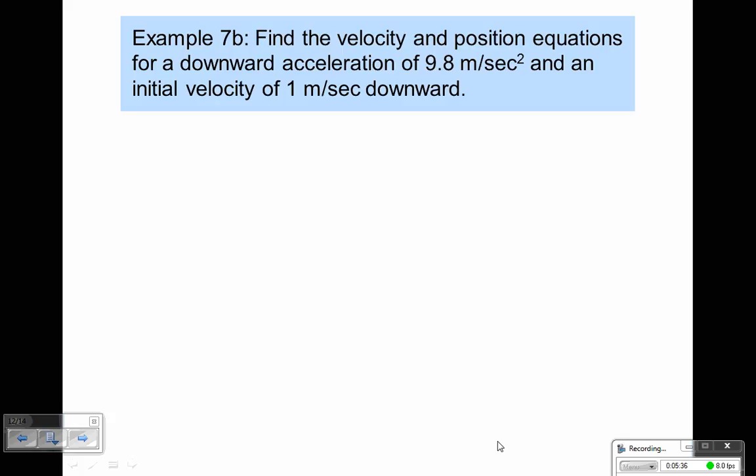All right, so here's another example. Find the velocity and position equations for a downward acceleration of 9.8 meters per second squared and an initial velocity of 1 meter per second downward. Now, the downward tells us that it's going to be negative, so it kind of gives us our direction. So we start with our acceleration, which is 9.8.